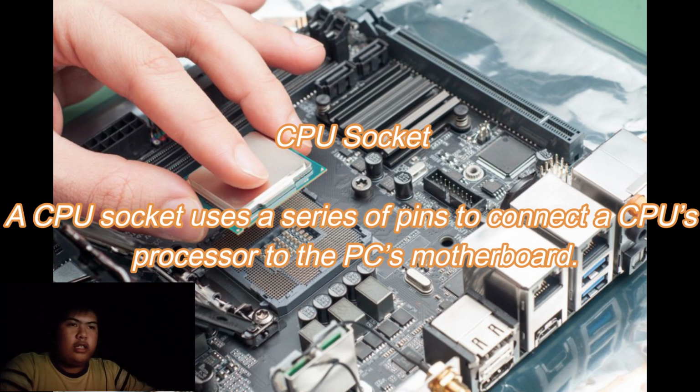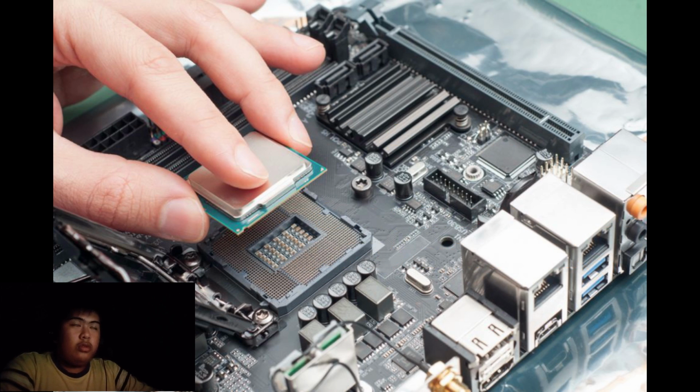CPU socket. A CPU socket uses a series of pins to connect a CPU's processor to the PC's motherboard. It is a small square on the motherboard. The CPU is placed in the CPU socket.